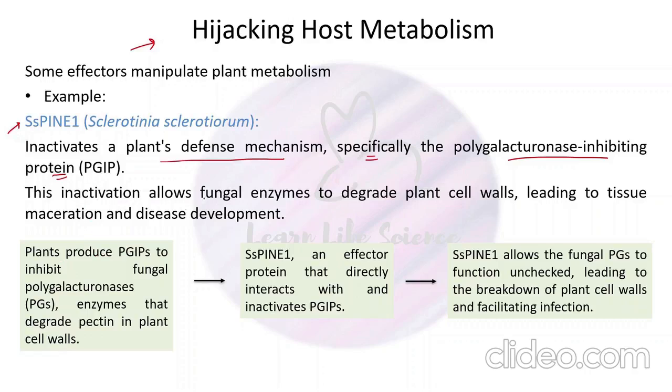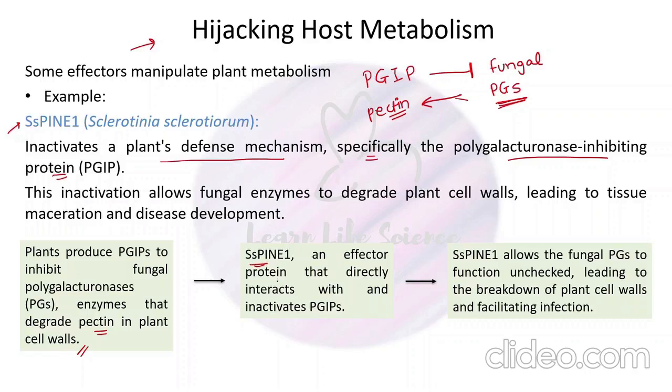So plants generally produce this PGIP. This PGIP is generally involved in inhibiting the fungal enzyme, that is polygalacturonase. Okay, these polygalacturonases are the enzymes that degrade pectin in the plant cell wall. Okay, so the fungi basically produces this polygalacturonase enzyme in order to degrade the pectin which is present in the plant cell wall. Okay, now what happens?